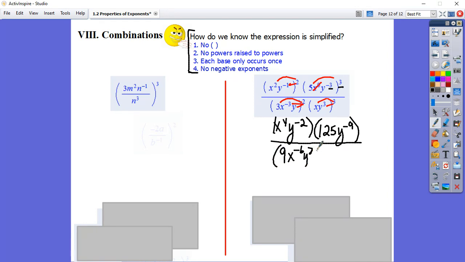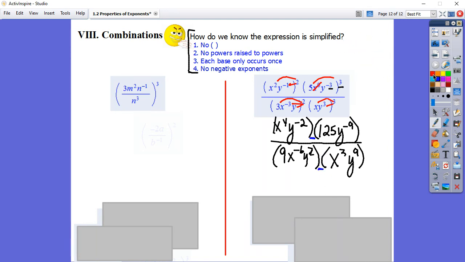And I'll put that in its grouping symbol. And then what we have over here, this one's actually a little easier. It's x cubed y to the ninth. Now I'm ready to combine the two up here using multiplying powers, and the same on the bottom.